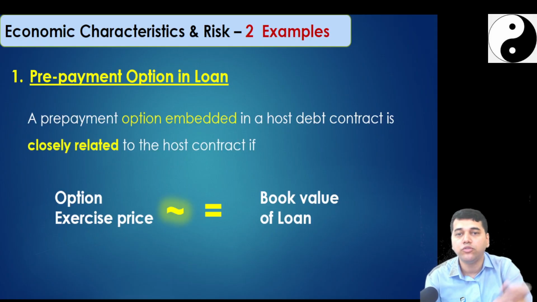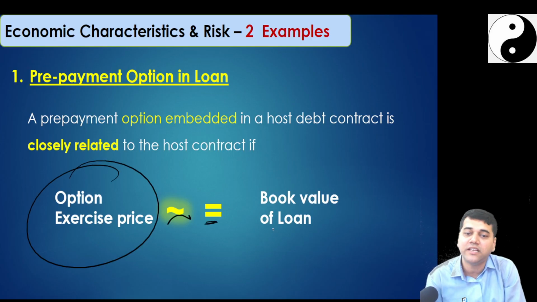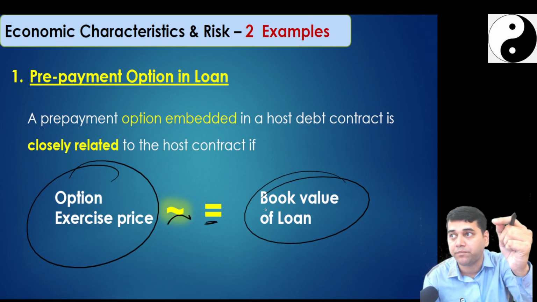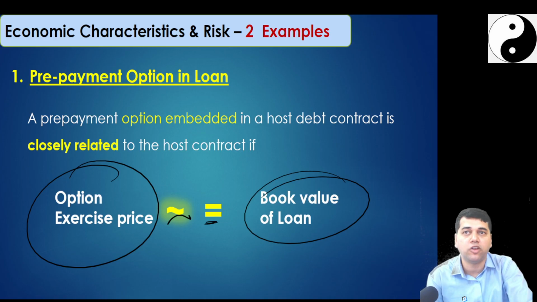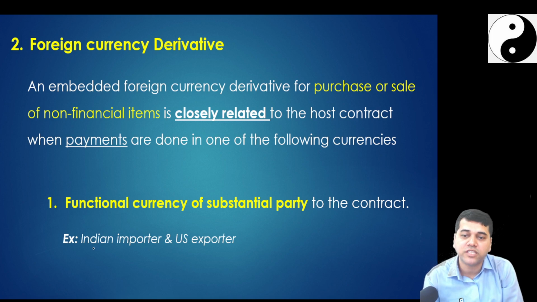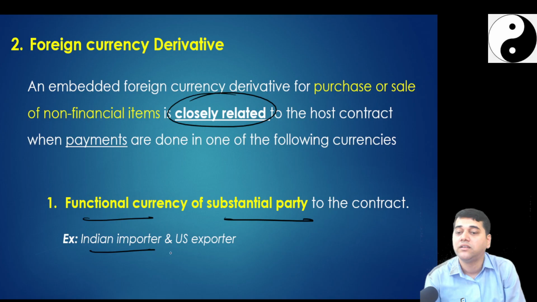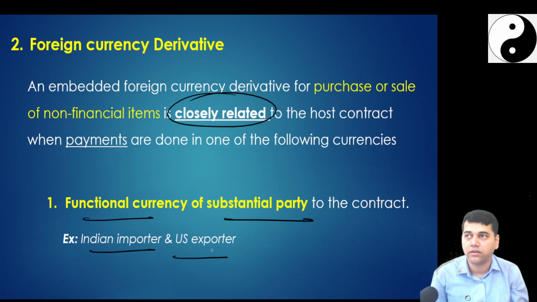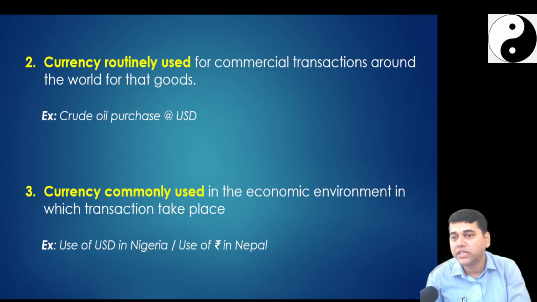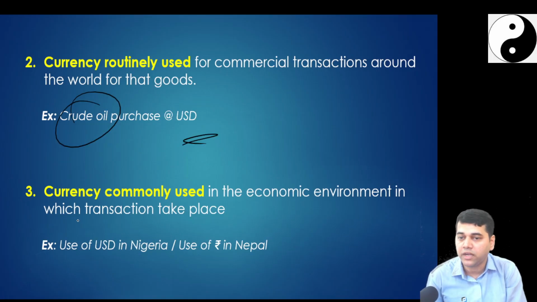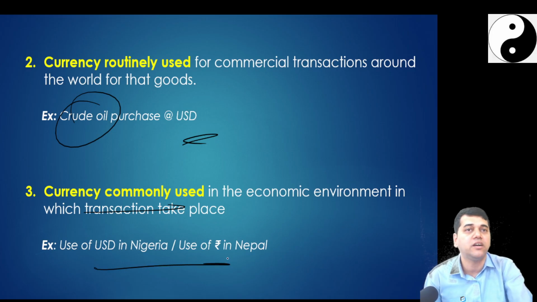Economic characteristics, they gave you 2 examples. Prepayment option, if the option exercise price is very closely related to the book value of the loan at any point of time when you can exercise, then separation is not required. Then foreign currency derivative, we discussed the functional currency: it is closely related when it is the functional currency of a substantial party to the contract you have entered, separation not required. Or the currency is routinely used, like crude oil in dollars, not required. Or a currency commonly used, like the dollar in Nigeria, or the US dollar in Nepal, not required.